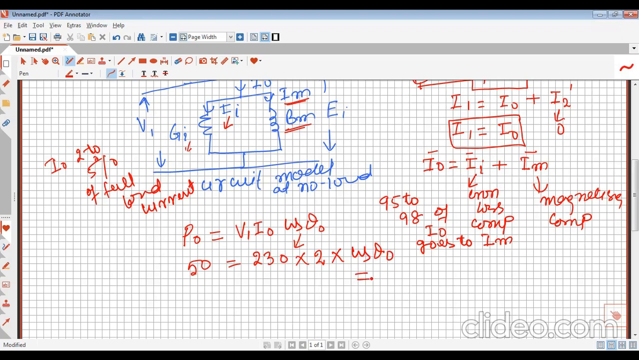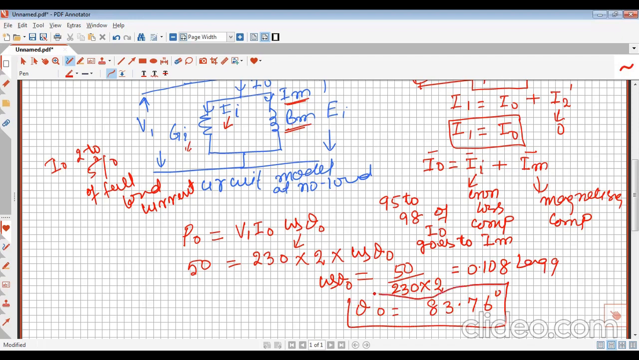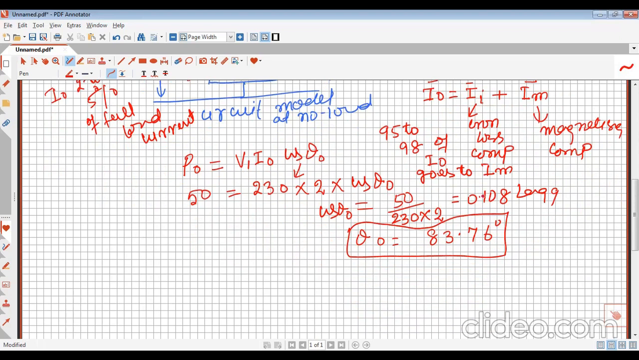So this cos theta naught is called the no load power factor, and it is equal to 50 divided by 230 multiplied by 2, which is equal to 0.108 lagging. In terms of angle, theta naught will be approximately 83.76 degree. So this is our no load power factor angle, and this is our power factor 0.108.